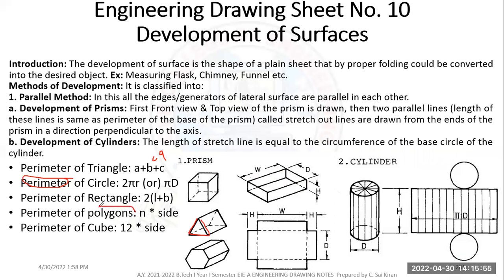And for any polygons like pentagon, hexagon, octagon, for any polygon, it is n into side. Suppose it is a square, we make it as 4s, it is nothing but 4 into side. Similarly for hexagon, it will be 6s, 6 into side. Suppose the side is 30, 25, based on this you have to make this one. Perimeter of a cube: the cube has 12 sides, because this is 1, 2, 3, 4, 5, 6, 7, 8, 9, 10, 11, 12. So the cube has a total of 12 sides, so you will be having 12 into side.